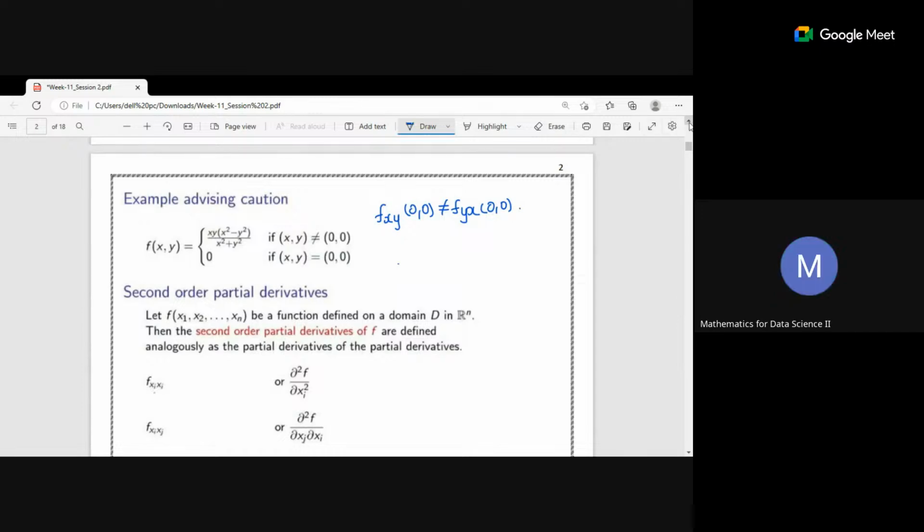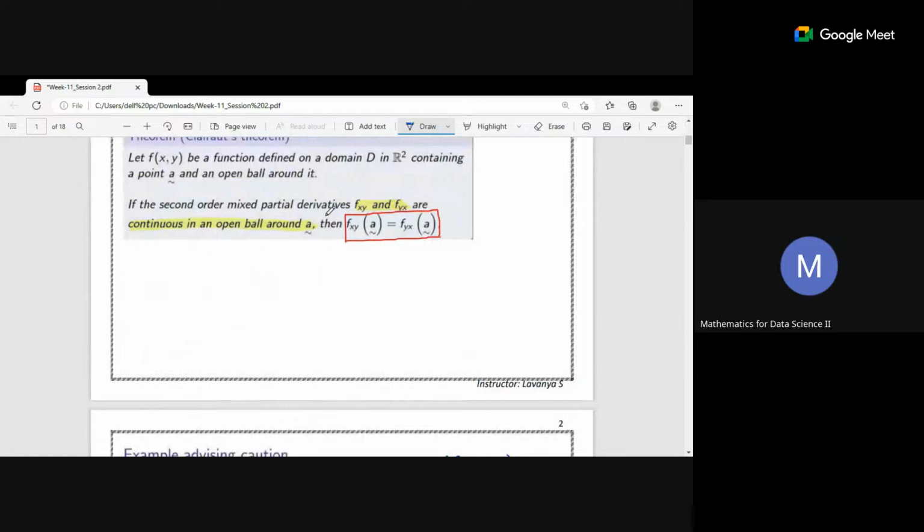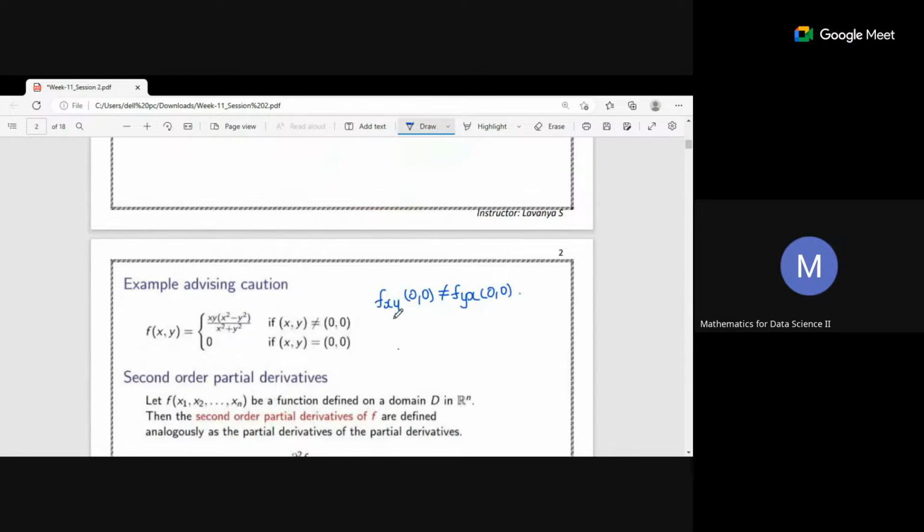See, what does it say here in the previous theorem, Clairaut's theorem, that the mixed partial derivatives are equal only when the mixed partial derivatives are continuous in an open ball around A tilde. For this function, the mixed partial derivatives fxy and fyx at 0, 0, they are not continuous. And because of this, you see that this happens, that they are not equal.